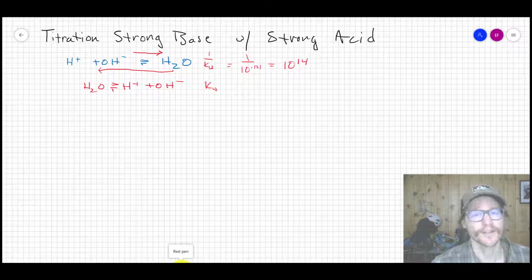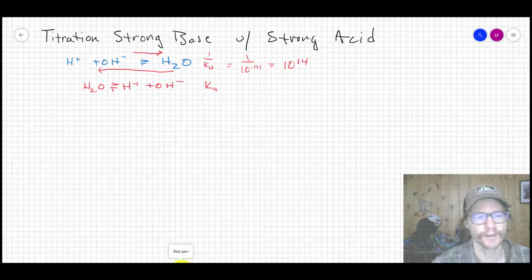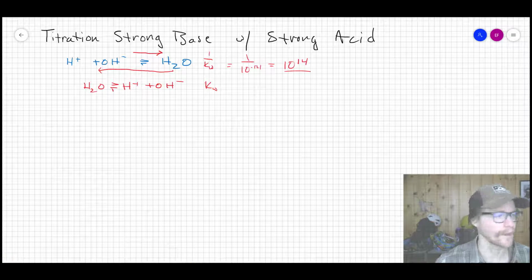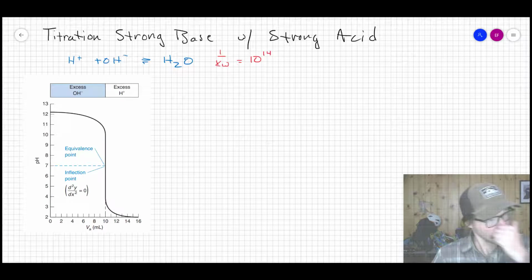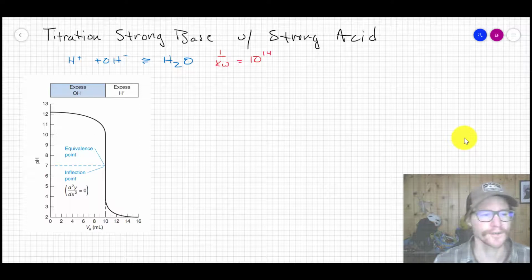That's the whole point of titrations, is we design the reaction to run to completion. Here, this completion is massive, 10 to the 14. So the protons and the hydroxide will instantly react. So for a strong base being titrated with a strong acid, the titration curve is going to look something like this.